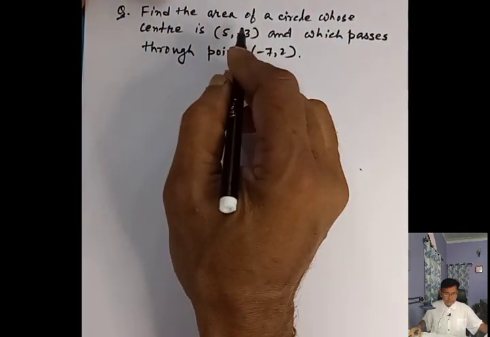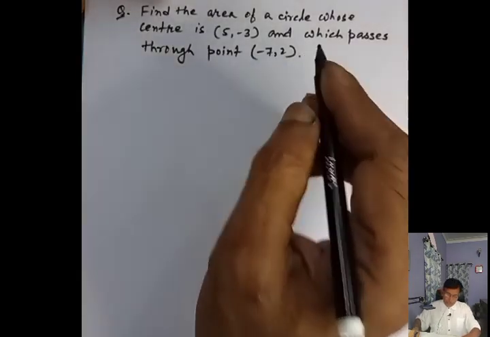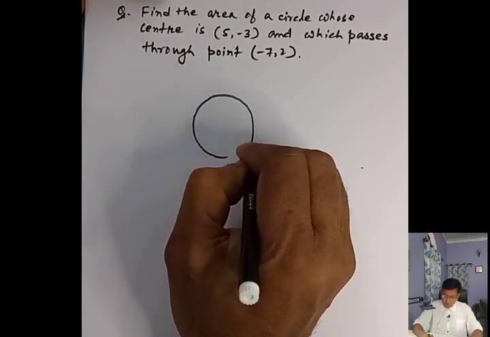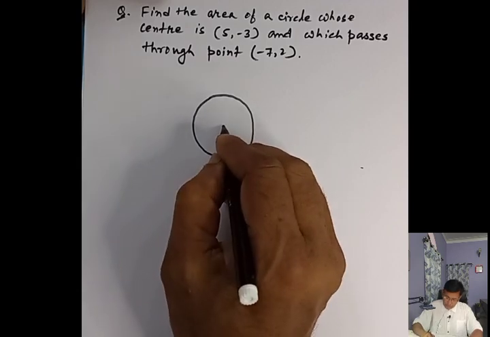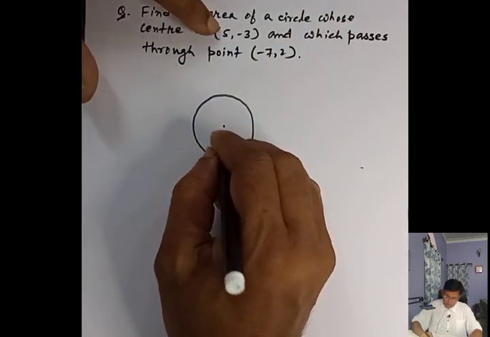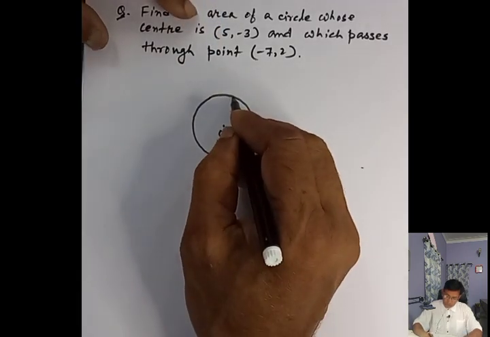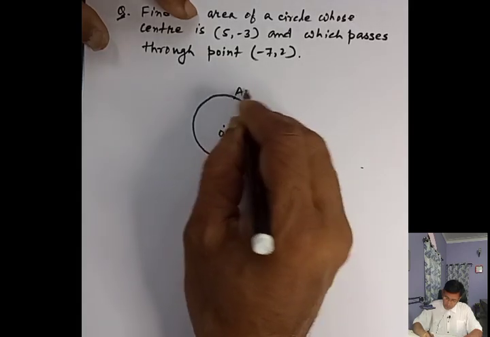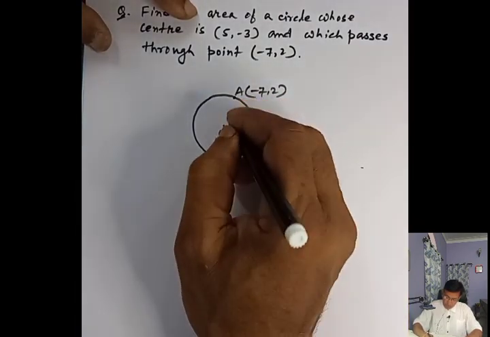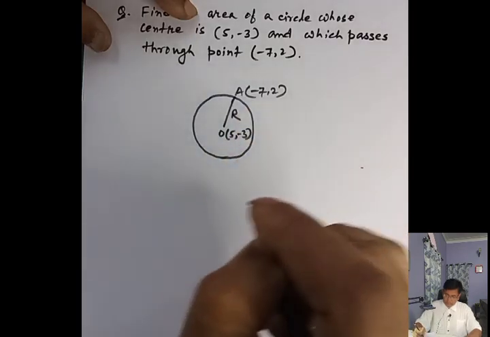First sum is: find the area of a circle whose center is (5, -3) and which passes through the point (-7, 2). Suppose this is the circle, this is the center O (5, -3), and suppose this is the point A whose coordinate is given (-7, 2). So this OA is the radius of the circle.